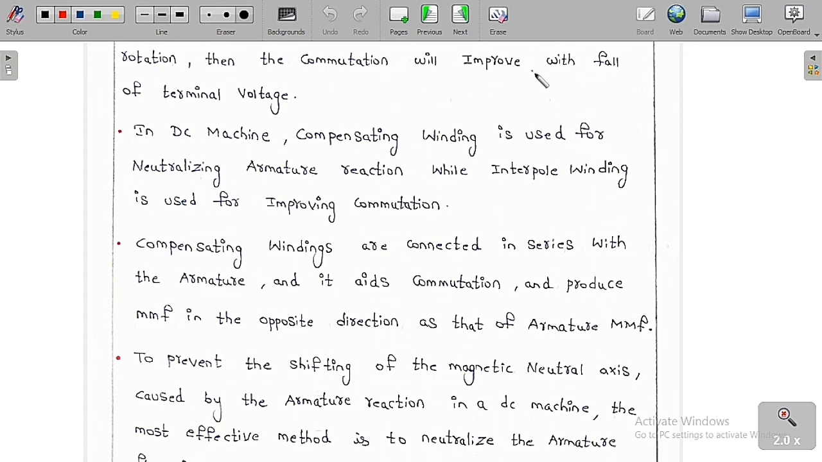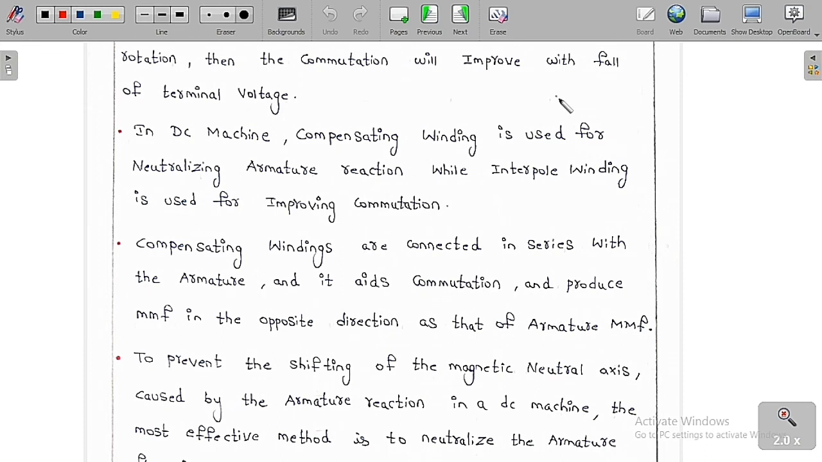Suppose you shift the brushes in the same direction as the rotation, then this is the armature flux. If you take it into two components, this component is opposite to the field flux, so it is a demagnetization. So flux will decrease, EG will decrease, so terminal voltage will decrease. Whereas if you shift the brushes opposite to the direction of rotation of the rotor, then the armature flux is in this direction, and this component is in the same direction as phi f. Therefore it is a magnetization, so flux will increase, so terminal voltage will increase, but the commutation will degrade.